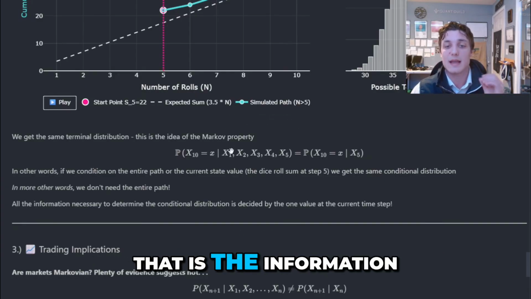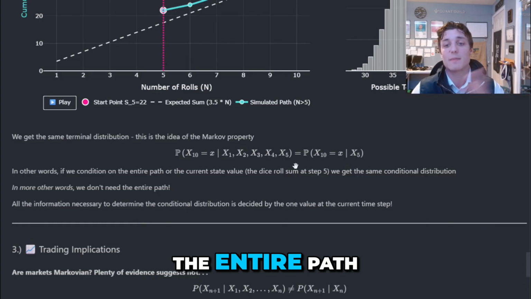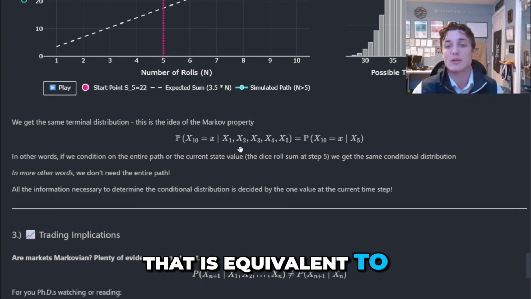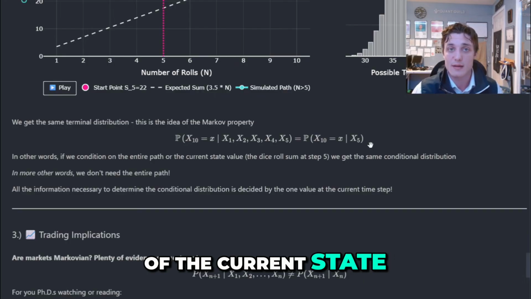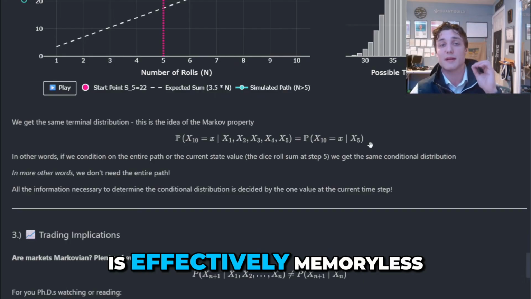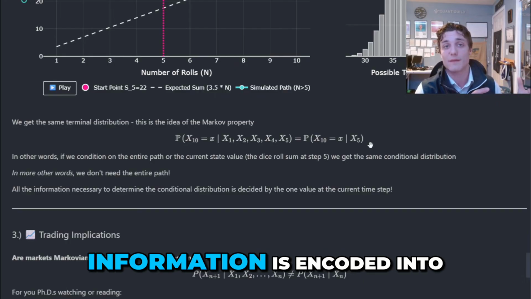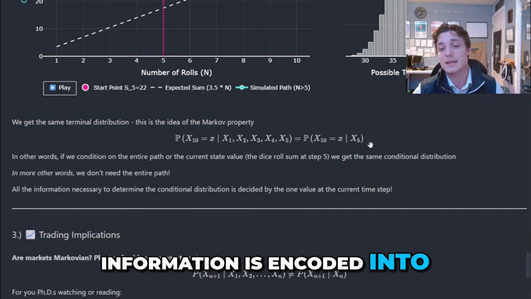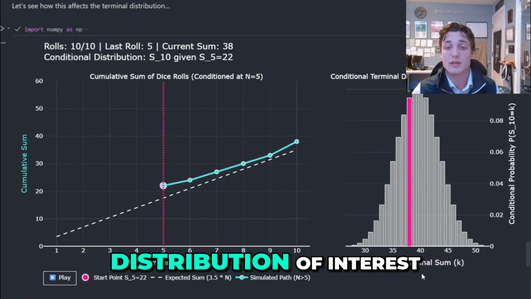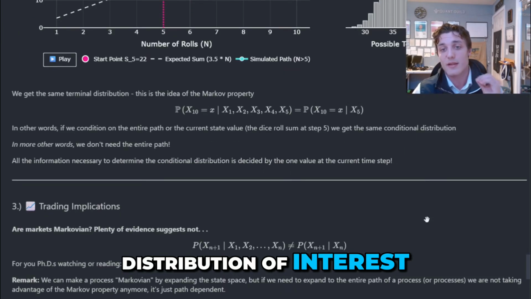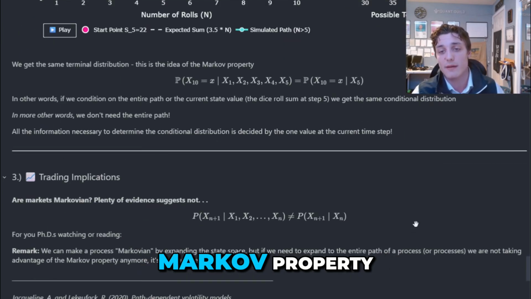That is exactly this idea of the Markov property. If I condition on the entire path, that is equivalent to conditioning on the outcome of the current state. That is why it is effectively memoryless. All of that necessary information is encoded into this current value that dictates the conditional distribution of interest. That is precisely the Markov property.